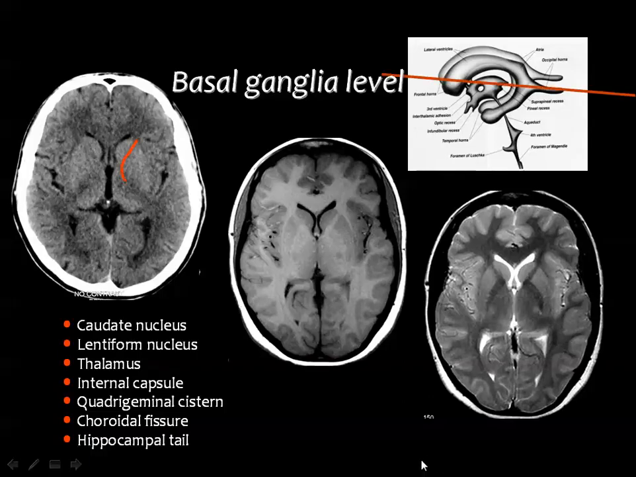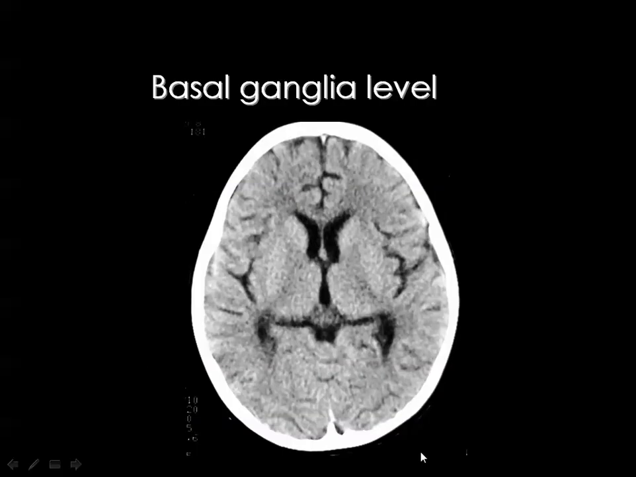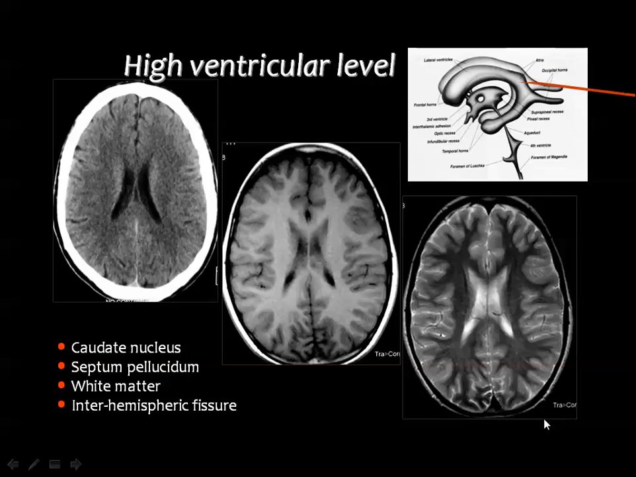Then this is the internal capsule in the CT image, and if you look here, and if you are asked about this structure, you can say this is the caudate nucleus, and this structure, you say that this is the lentiform nucleus, and here you can see the left thalamus, and in between these structures you can appreciate the internal capsule.